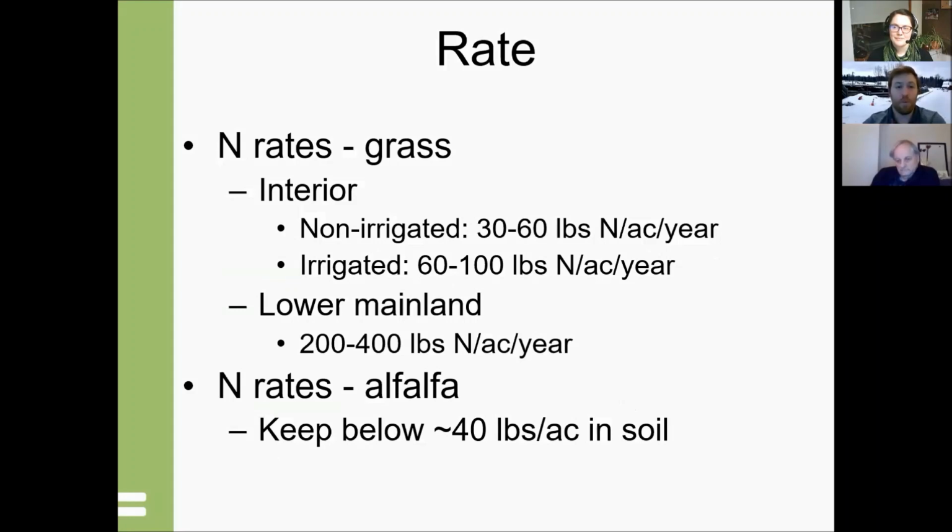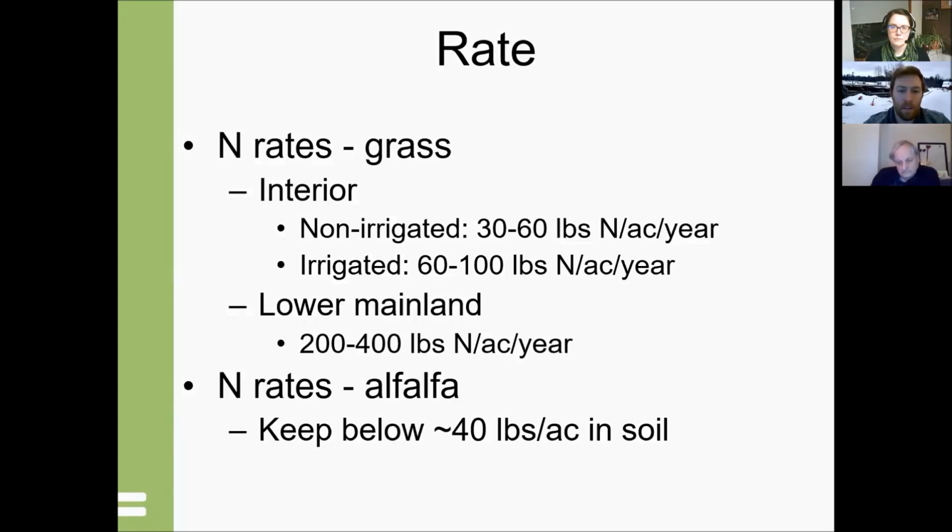So for nitrogen rates in the interior, normally we would recommend in a non-irrigated field somewhere around 30 to 60 pounds of nitrogen per acre per year, which is similar to the 2.5 tons per acre yield that a lot of people get. But if it's irrigated, nitrogen uptake is a little more efficient, so you can probably apply somewhere between 60 and 100 pounds of nitrogen per acre per year.